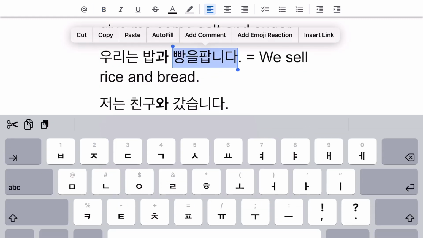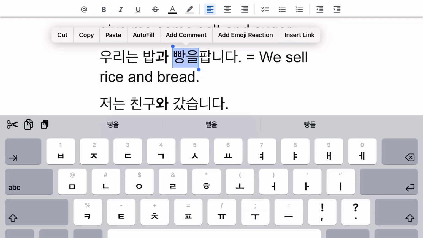Next one, these two are together, but it shouldn't be. Just remember that. 우리는 밥, rice, 과, 빵, bread. Notice the difference in the pronunciation. 밥 and 빵. That 빵, that double B, sounds like an aspirated P, kind of like a hard P. Aspirated, I don't know if that's the right word, but it means there's a lot more air put behind it. You can hear when I say 빵.